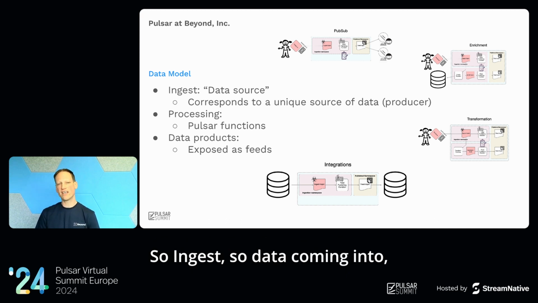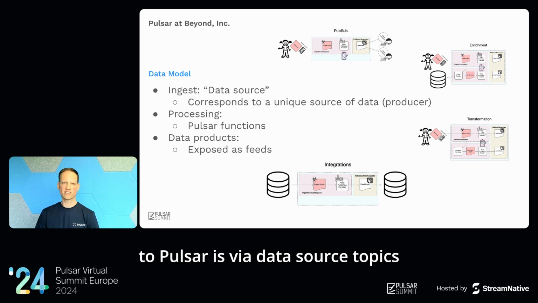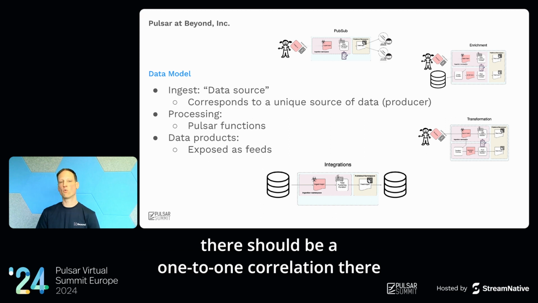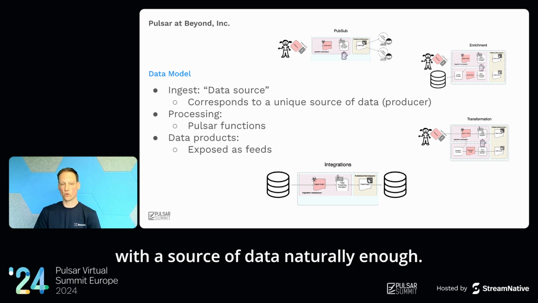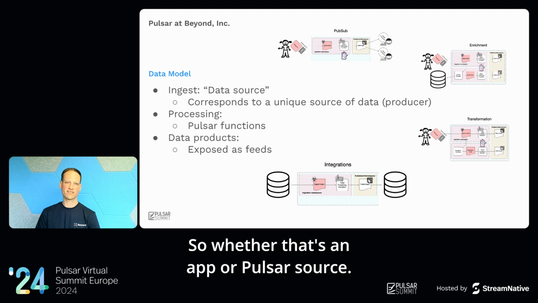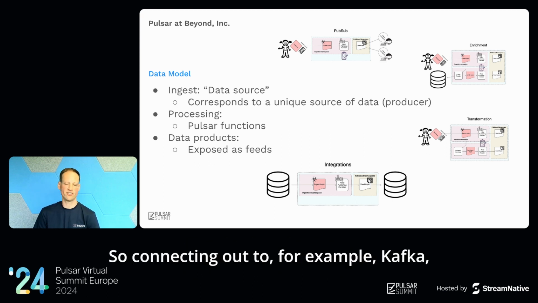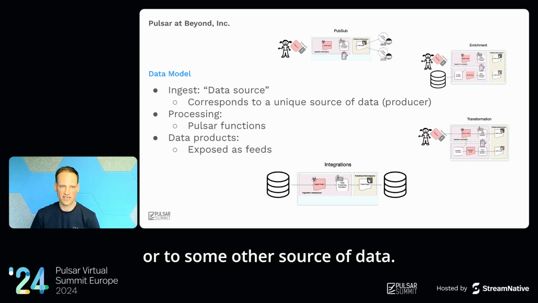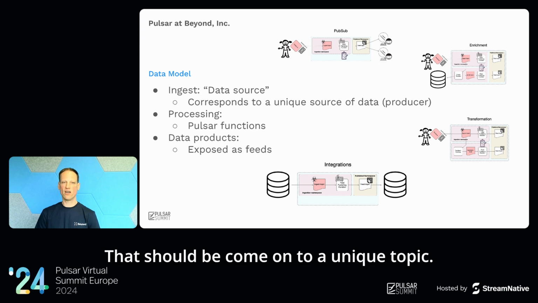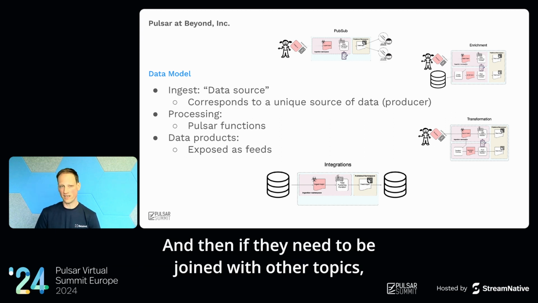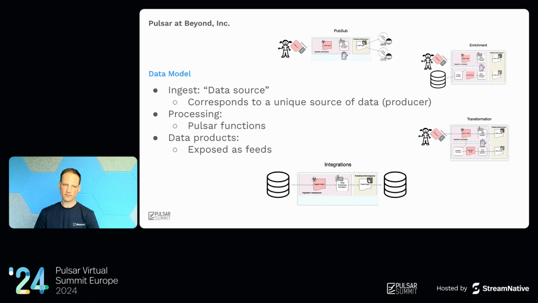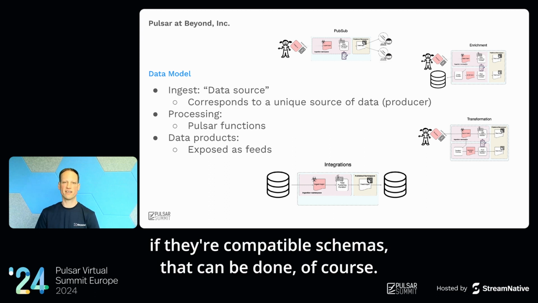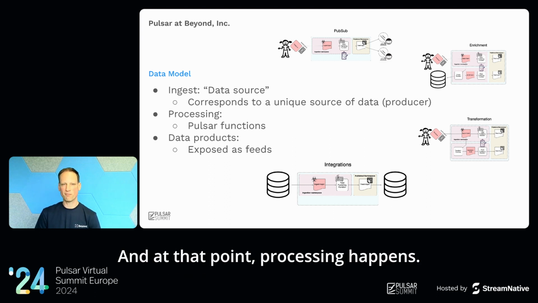So ingest, so data coming into Pulsar is via data source topics, and for each data source topic there should be a one-to-one correlation with a source of data, naturally enough. So whether that's an app or a Pulsar source, connecting out to, for example, Kafka or to some other source of data, that should come onto a unique topic. And then if they need to be joined with other topics, if they're compatible schemas, that can be done, of course.